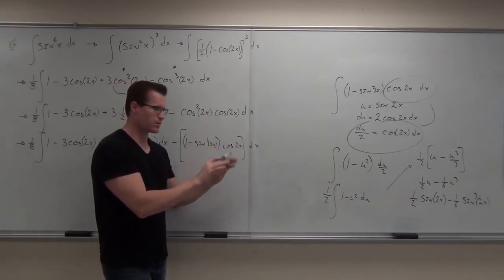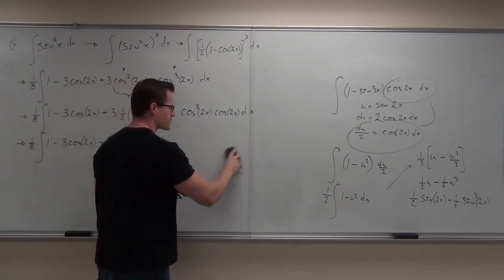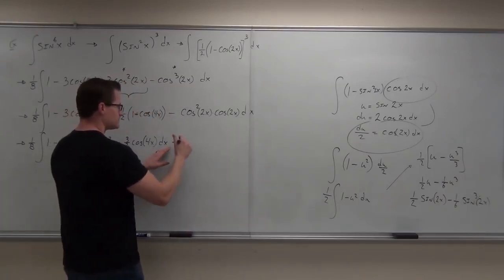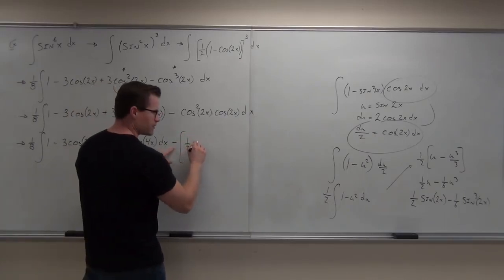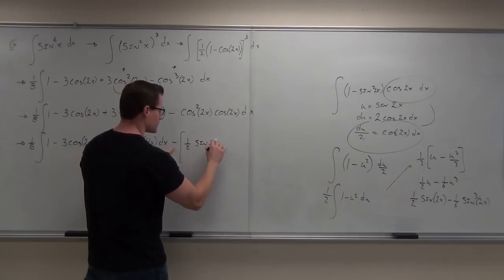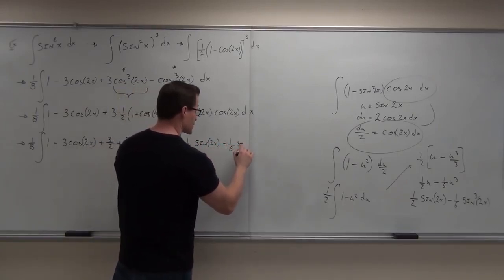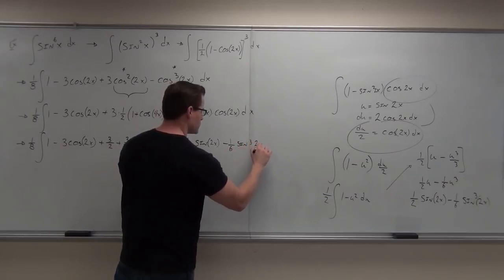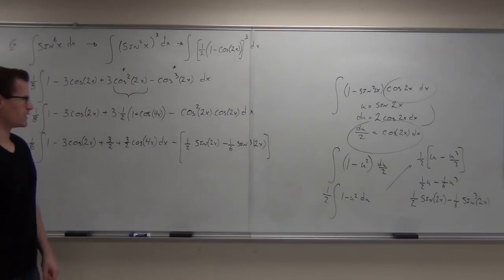So you do one or the other way. I'm going to leave that. I like doing it off to the side. So this is going to be minus this stuff: 1/2 sine 2x minus 1/6 sine cubed 2x. I'll put the plus c on the very end of my problem. I don't need to deal with it right now.